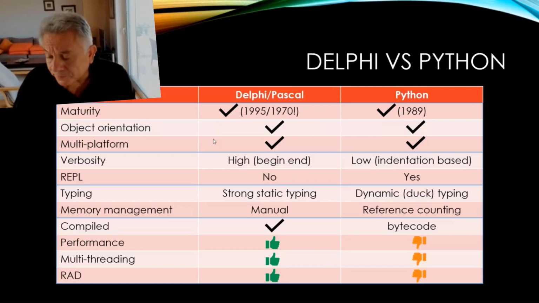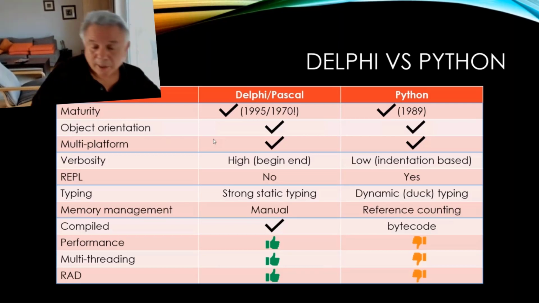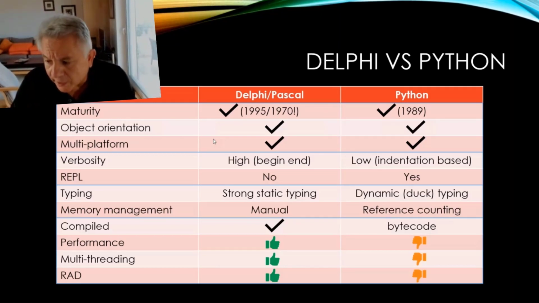Regarding typing, obviously Delphi is a strongly statically typed language. On the other hand, Python is dynamic. They call it duck typing. Okay, so basically, if something looks like a duck and makes the same noise as a duck, then it must be a duck, or it should be considered as a duck, something like that. And in terms of memory management, in Delphi nowadays it is universally manual, whereas in Python, you have reference counting accompanied with garbage collection, quite sophisticated garbage collection.